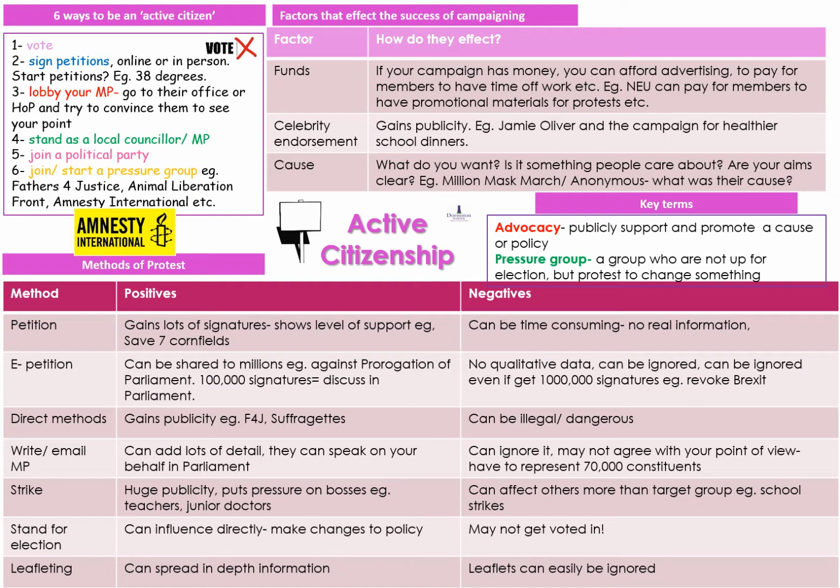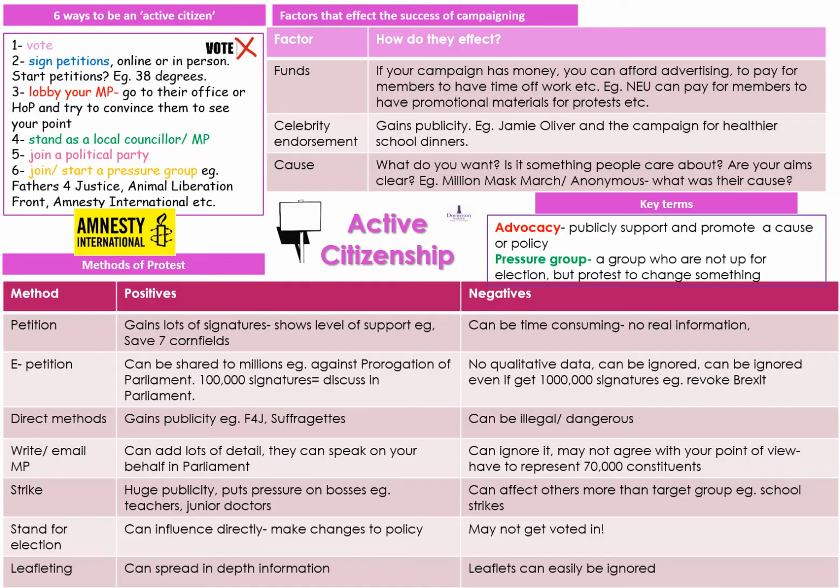Direct methods are things that gain publicity. So, for example, the actions of Fathers for Justice and the suffragettes, they can be illegal and dangerous. If they are things like climbing up the Houses of Parliament or abseiling over the M1, then they are illegal. You are going to get arrested and you're probably going to get negative press.